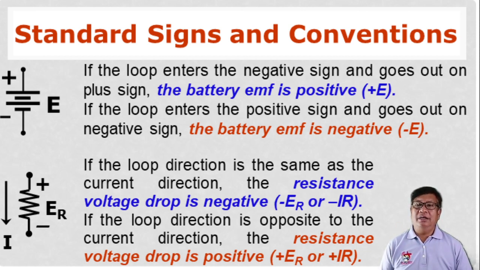Next, for this second circuit here, if the current enters at the positive side, so the current direction is from positive to negative, then the resistance voltage drop is negative. If the loop direction is opposite to the current direction, then the resistance voltage drop is positive. So that is our conventional direction or signs of our current and voltage.